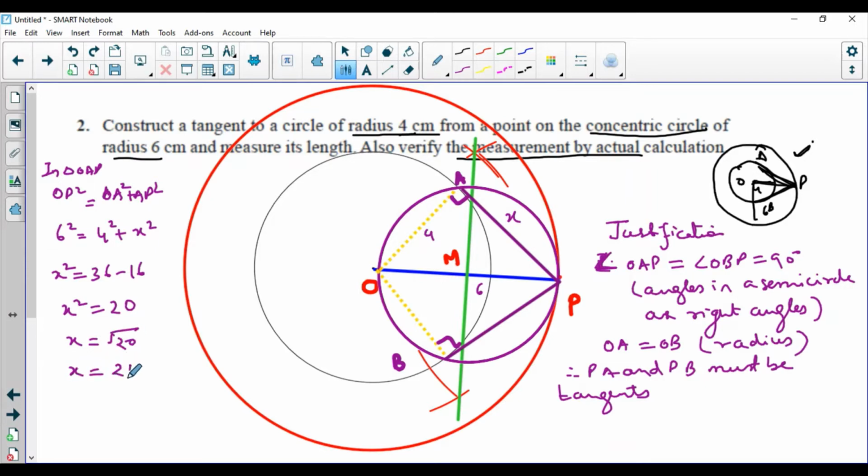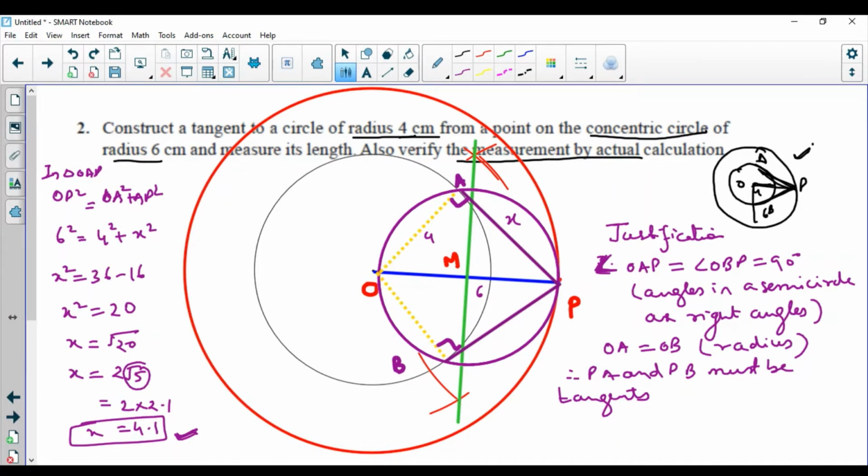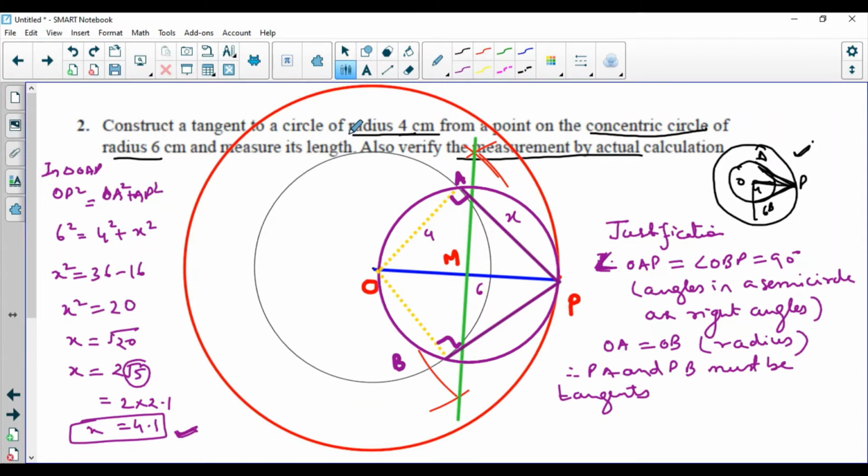So 2 root 5 we can take, and root 5 approximately will be 2 point something, suppose 2.1. So our answer will be 4.1. This is approximate, because root 4 is 2, so root 5 means 2 point something will come. So by actual calculation also we verified it's coming 4.1 approximately. So our construction is correct by justification and by actual calculation. I hope you understood the construction. And for steps you have to write accordingly.